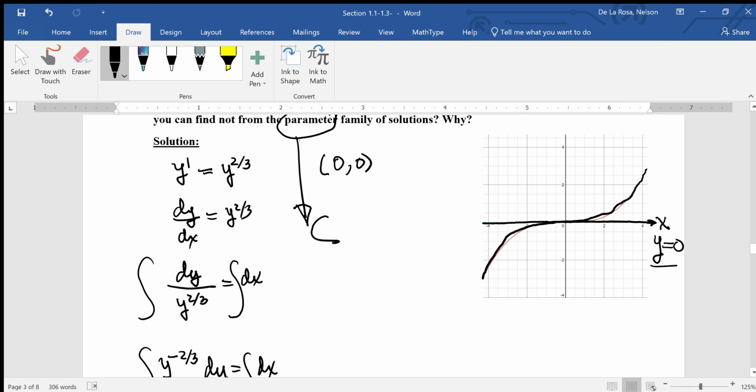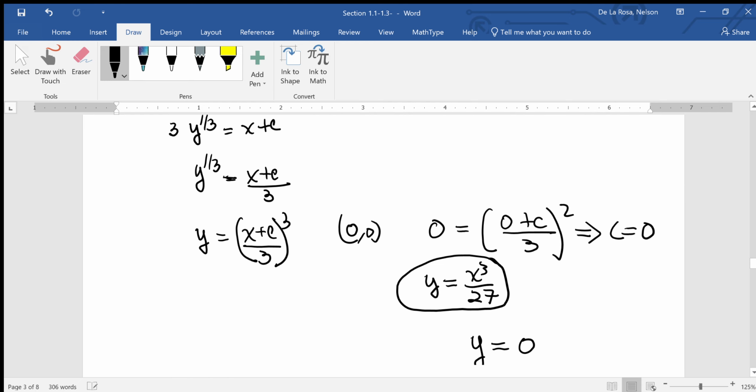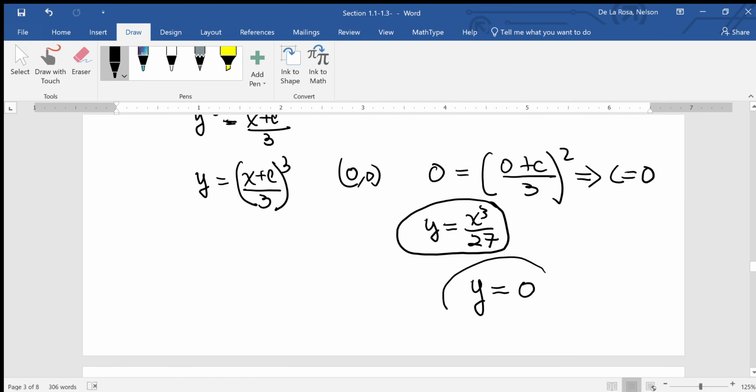And then this solution, y equal to 0, does not come from this equation. So we have found another solution that is not originated from the solution we found previously. Okay, so we have two different solutions.